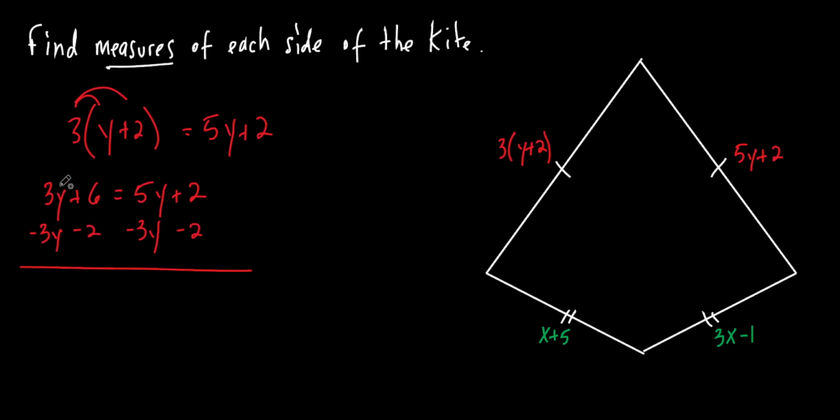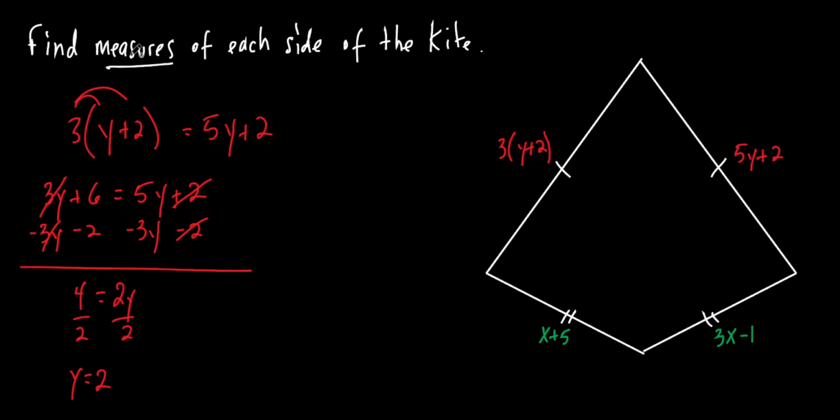Yep. Cancels. 6 minus 2, 4. 5y minus 3y, 2y. These 2's cancel. One more step. Divide both sides by 2. What's y equal to? 2. 4 divided by 2 is 2. Is that my answer? Do I circle it? Is that what I put on my test for my final answer?